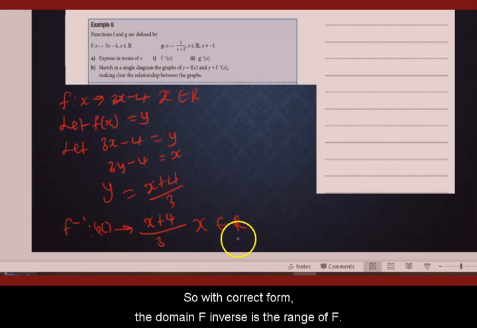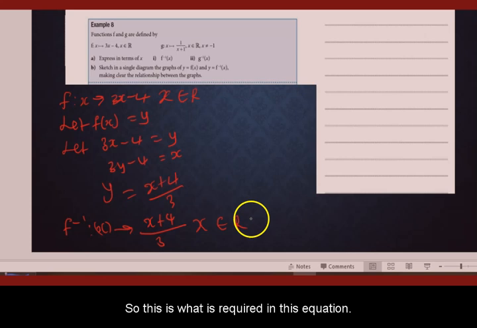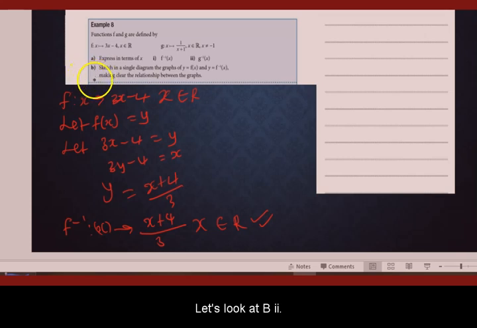With the correct form, the domain of f inverse is the range of f. So this is what is required in this equation. Let's look at B, part II, g inverse. We can solve that here.